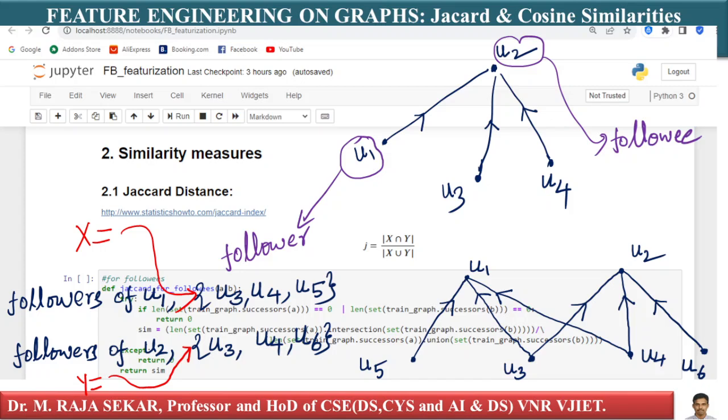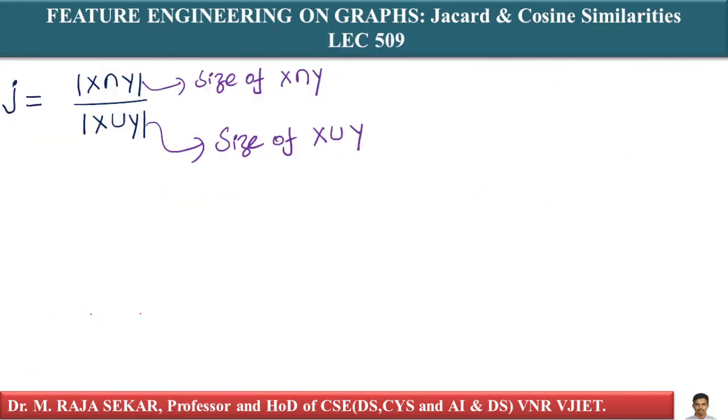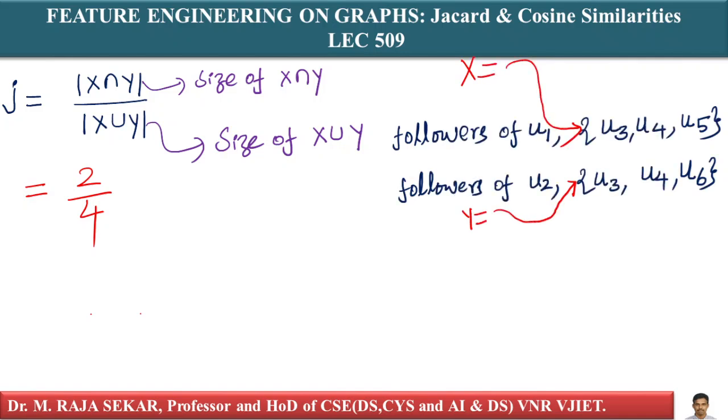Given any two sets, Jaccard distance between two sets is J equal to size of X intersection Y divided by size of X union Y. In a nutshell, what it's computing here is, look at these vertices U1, U2. There is a very high chance that U1 might be willing to follow U2 and similarly U2 might be willing to follow U1 because there are a lot of common followers.